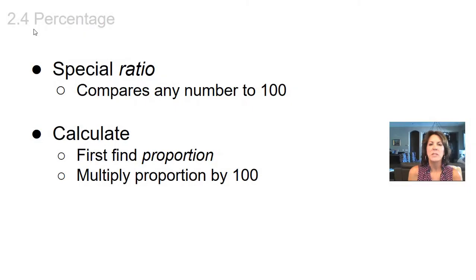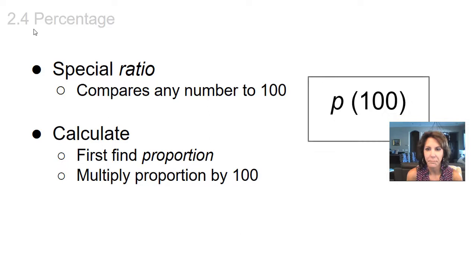So percentage is a special ratio because it compares any number to 100. It sort of gives us the same block of 100 to compare to. To calculate a percentage, however, we have to first find the proportion and then multiply the proportion by 100. And here's the formula for that, P times 100.